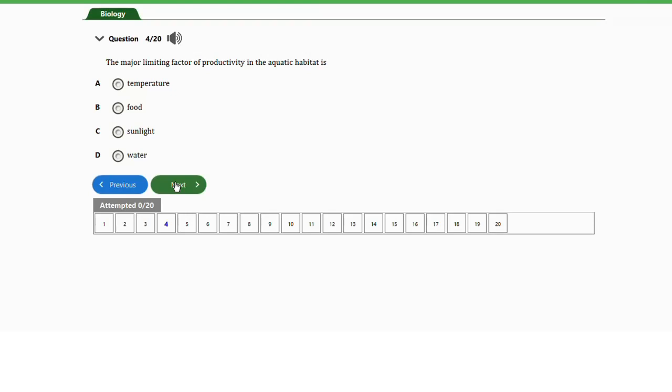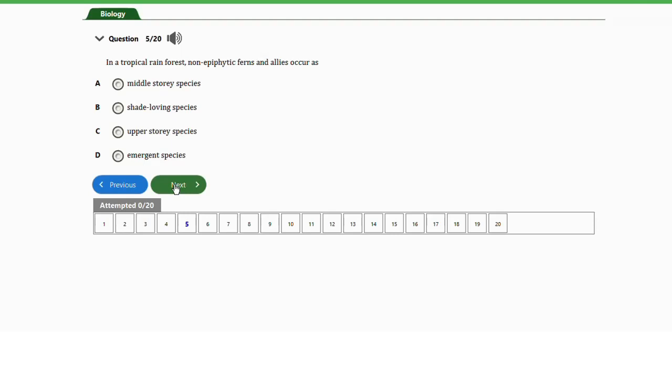In the aquatic habitats, sunlight is the major limiting factor of productivity, because the amount of sunlight that penetrates the water surface can greatly affect the productivity of the ecosystem. The deeper the water, the less sunlight is available for the photosynthetic organisms in the water. So usually sunlight is the major factor limiting productivity in the aquatic habitat. The correct answer to this question is option C.